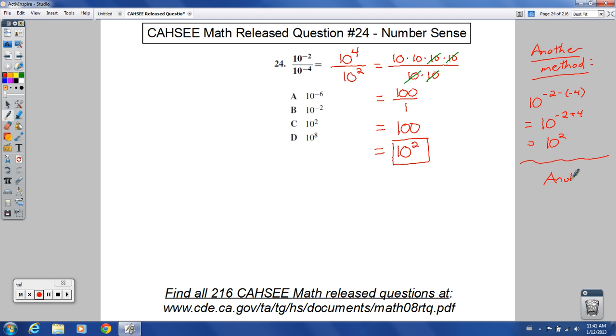And yet another method that you could use on this, had you done this first step here, you flipped the places in the fractions, made them positive, then you'd have 10 to the 4 minus 2 instead of negative 2 minus negative 4. But you get the same answer either way you do that, so you have 10 over, this becomes 10 to the second power. So our final answer, no matter what way we choose to do it, is choice C.